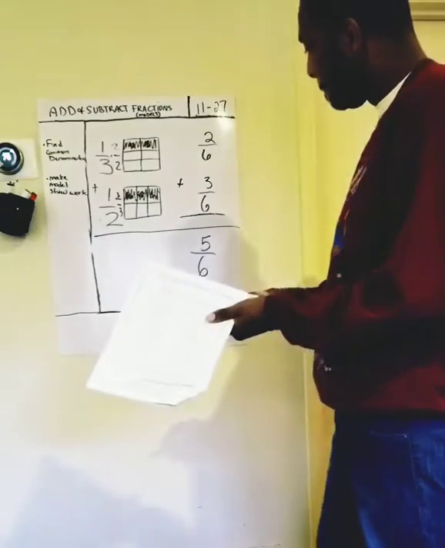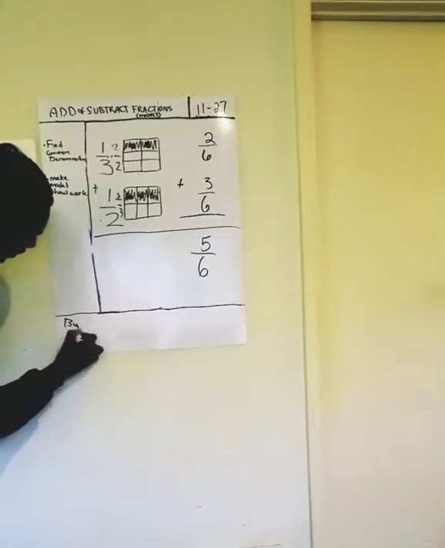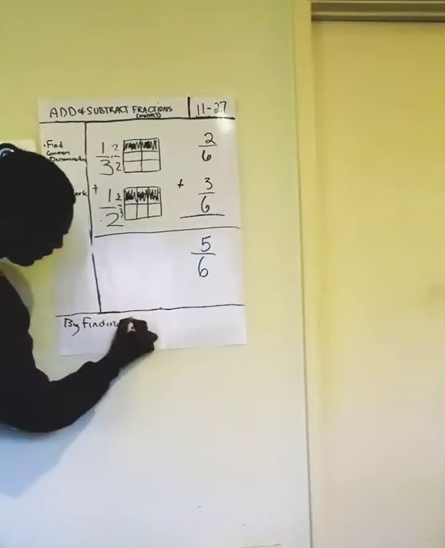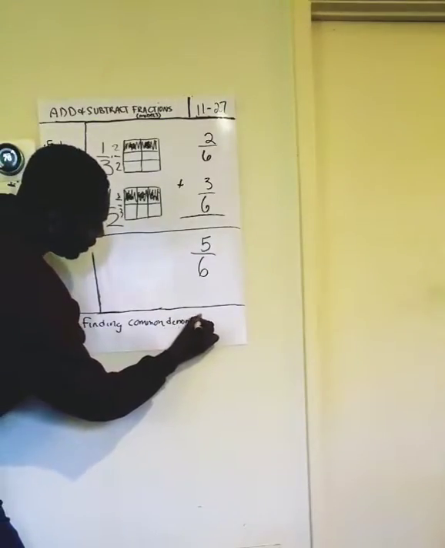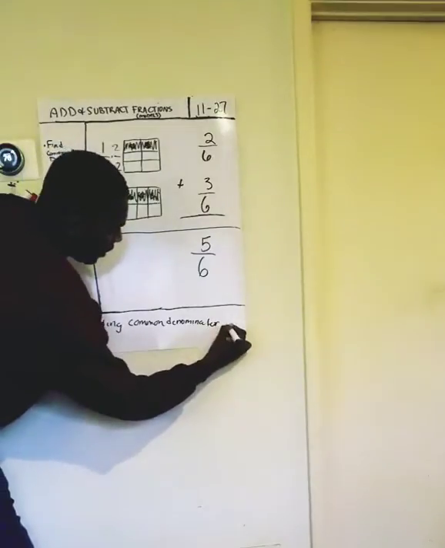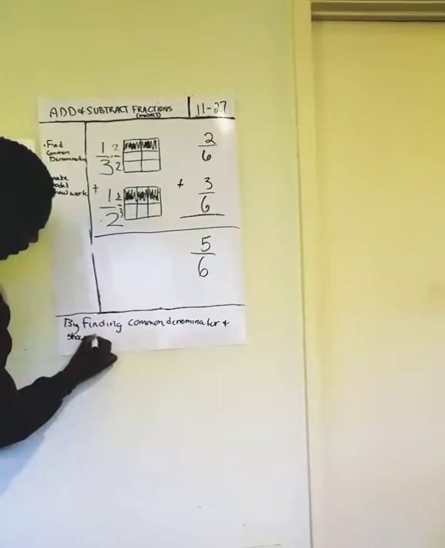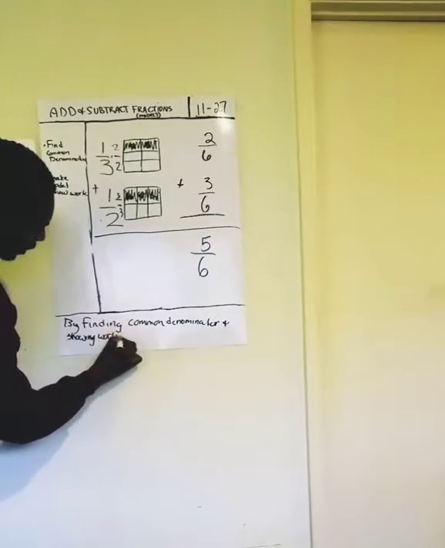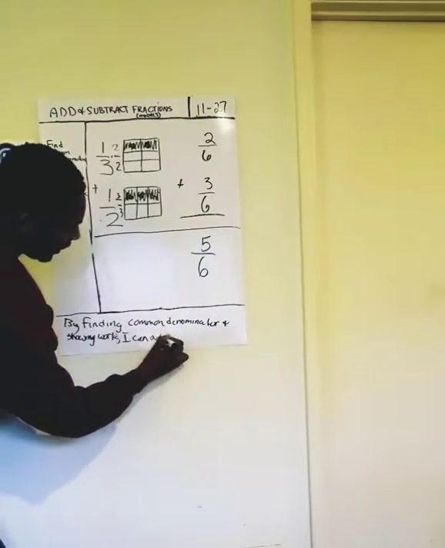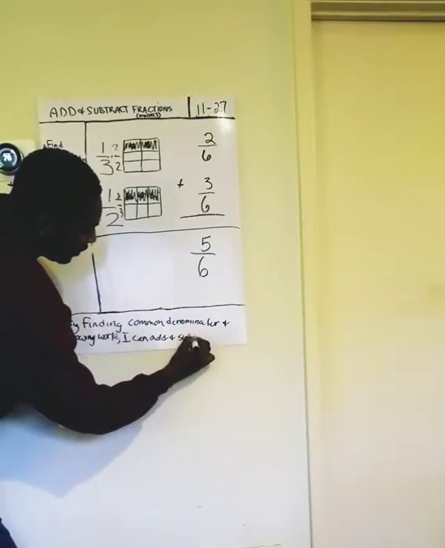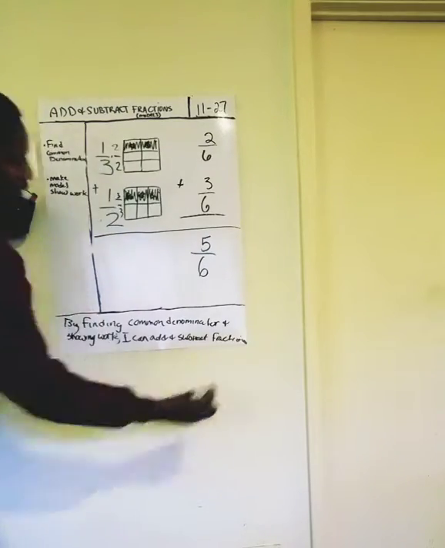Okay? So notice by finding a common denominator and showing work, I can add and subtract fractions. All right.